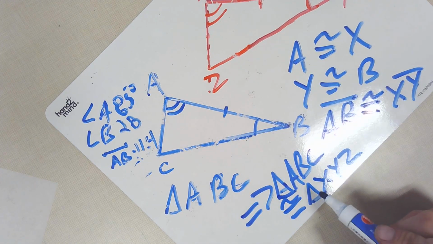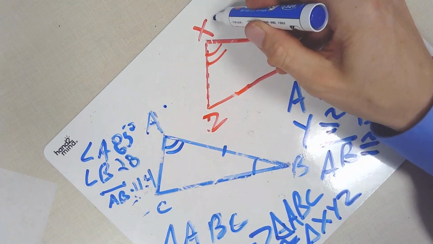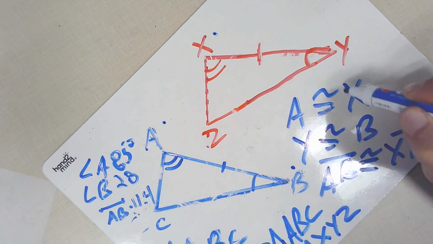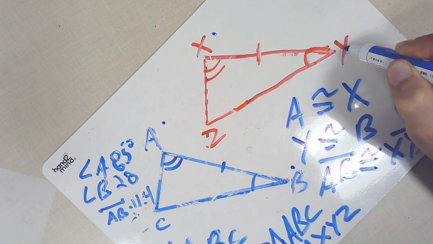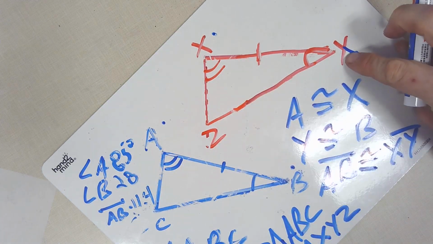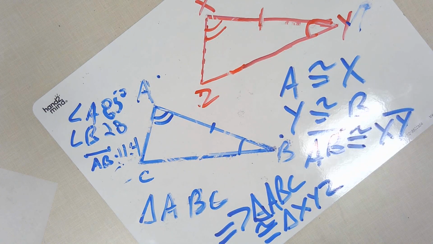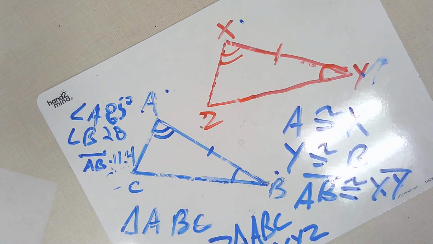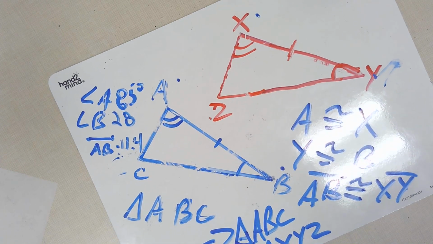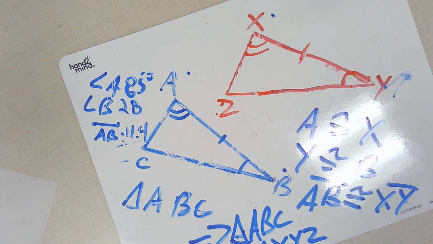Again, remember, it matters what order you put the letters in. It has to be A to X, B to Y, and C to Z. If you mix up that order, it doesn't work. Okay, I hope it makes sense. Next, we're going to go to the next one, I think I've got to check, might be side angle side.